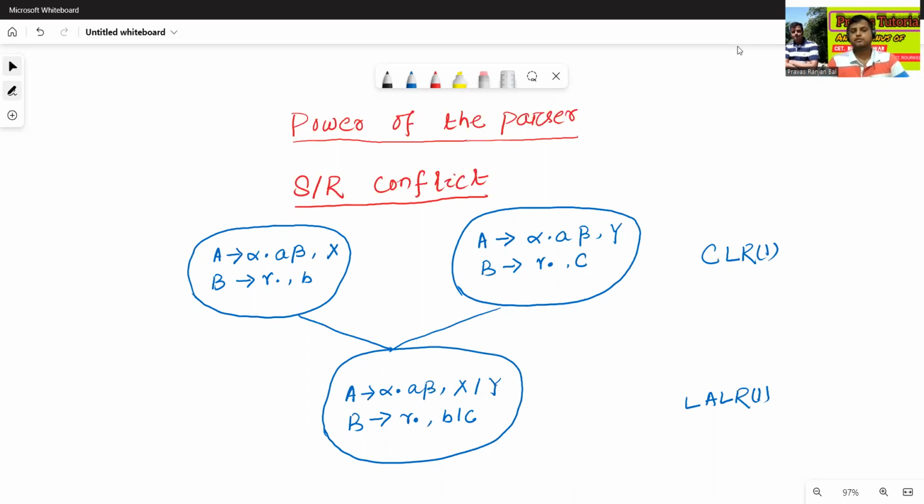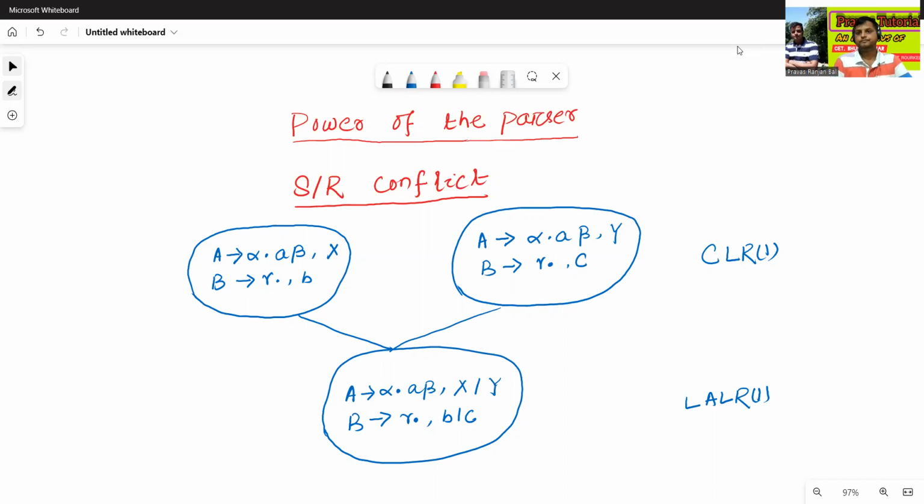In today's class, we'll mainly discuss the power of the parser. Power of the parser means what? Which parser is most reliable and which parser is most powerful? Generally, which parser are we using in real-life compilers like C, C++, Java? In the practical compiler, which parser are we using?